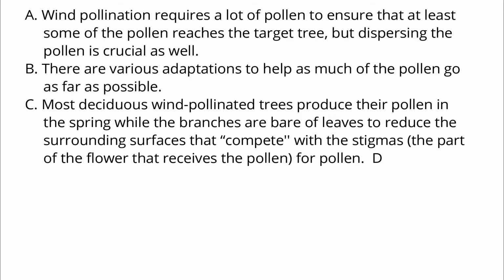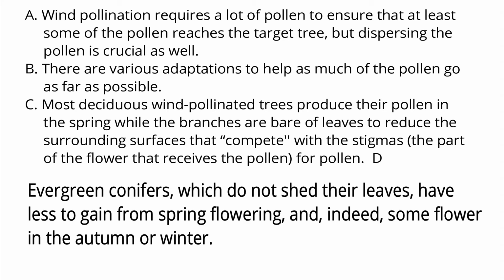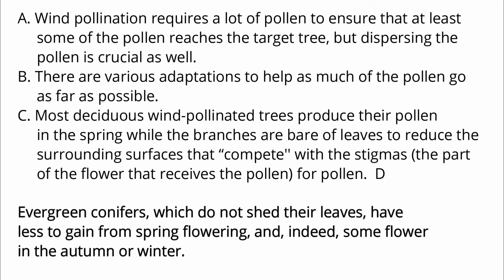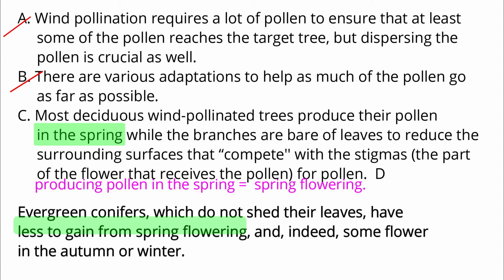D. Target sentence. Evergreen conifers, which do not shed their leaves, have less to gain from spring flowering, and, indeed, some flower in the autumn or winter. The only logical clue in the target sentence is less to gain from spring flowering. So the previous sentence must be talking about some gain from spring flowering. A and B do not talk about spring flowering at all. C talks about deciduous wind-pollinated trees producing their pollen in the spring. Producing pollen in the spring basically means spring flowering. So the target sentence should come either before C or after C.